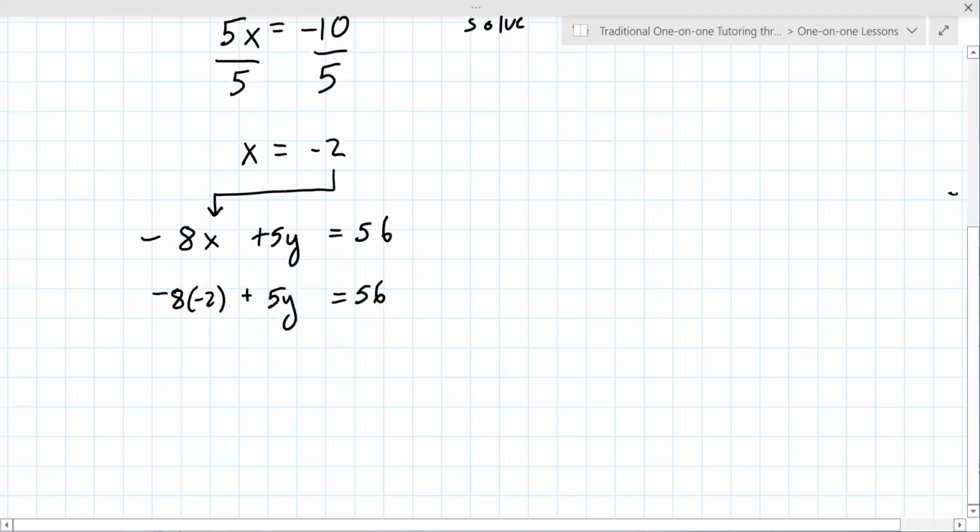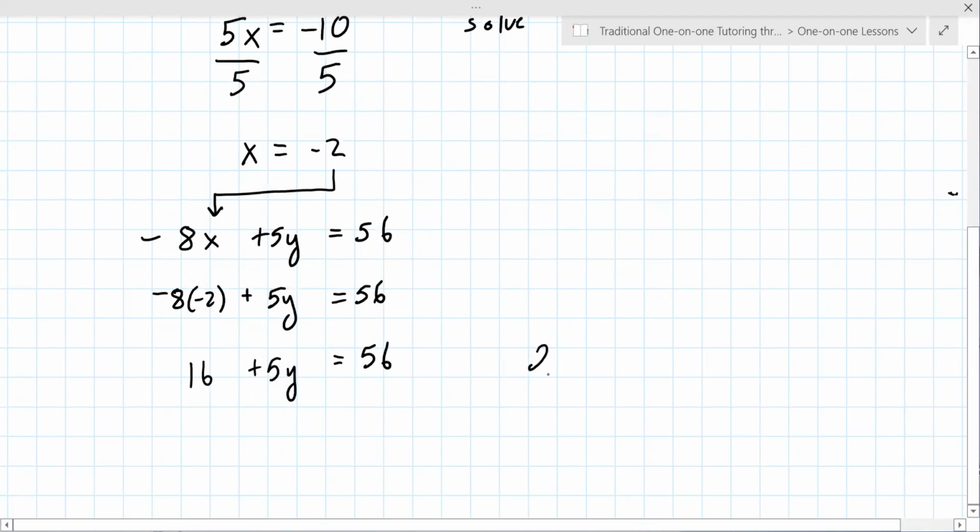Now just help me out here. What is minus 8 times minus 2? Minus 8 times negative 2 is 16. So 16 plus 5y equals 56. Very good.